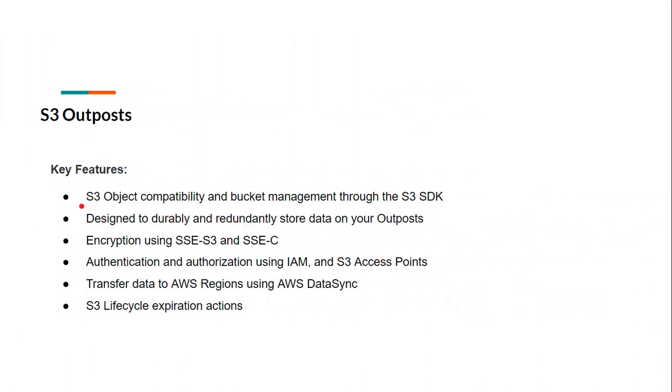S3 Outposts allows us to maintain S3 object compatibility and bucket management through the S3 SDK. S3 Outposts is designed to durably and redundantly store data on your on-premises AWS Outposts. S3 Outposts supports encryption using SSE-S3 and SSE-C methods. We will see this in upcoming videos on S3 encryption. S3 Outposts supports authentication and authorization using Identity and Access Management and S3 access points. S3 Outposts allows us to transfer data to AWS regions using the AWS DataSync service.